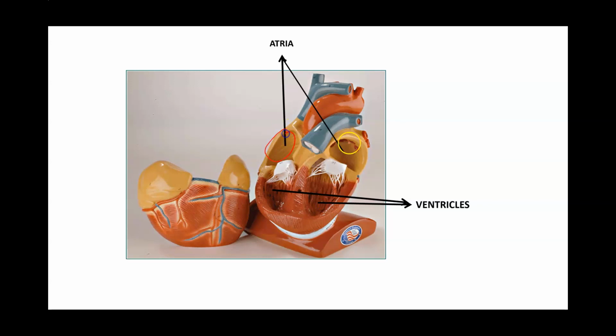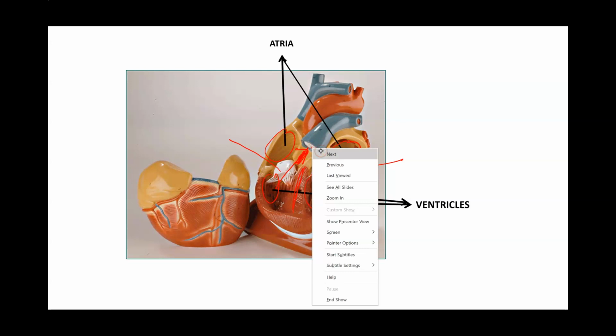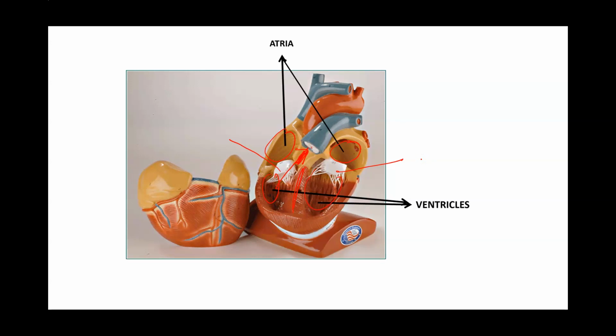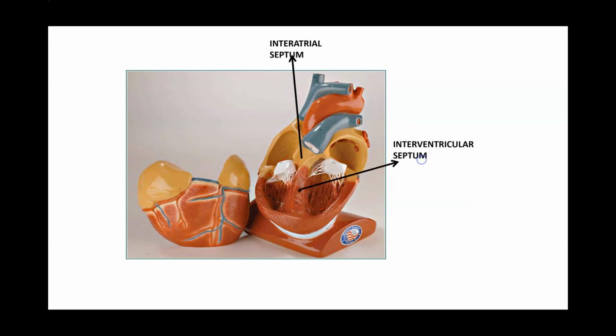You can see here the atria and the interatrial septum. You can see down here the ventricle and the interventricular septum. You can see on the right-hand side the tricuspid valve. On the left-hand side, the bicuspid or mitral valve. You can see over here the pulmonary semilunar valve, and then the aortic semilunar valve cannot be seen.